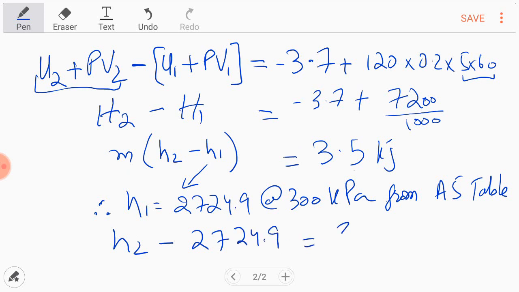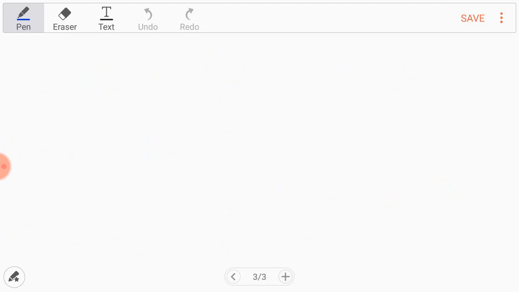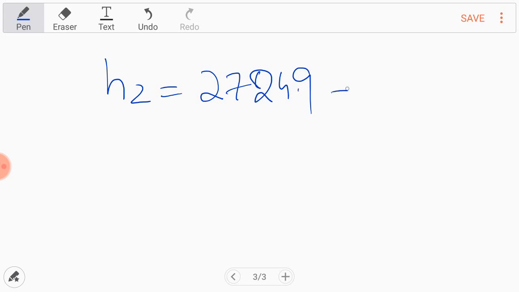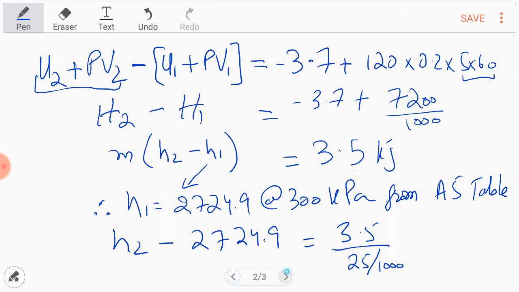So 0.025 goes over there, and in this way H2 minus 2724.9 is 3.5 divided by 25 divided by 1000, because it is in grams. So on the other hand, this is in the minus, on the other side it goes with the positive. So H2 becomes 2724.9 plus this 3.5 divided by 0.025.